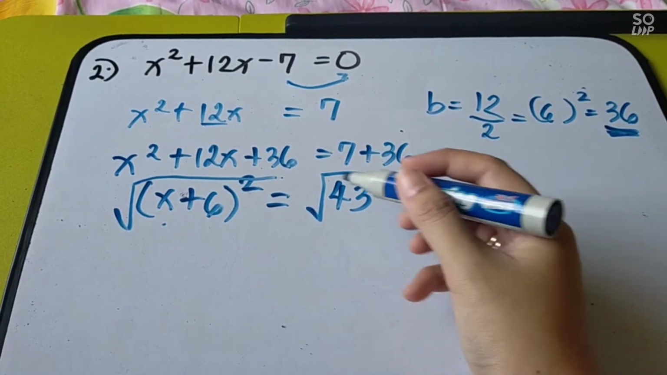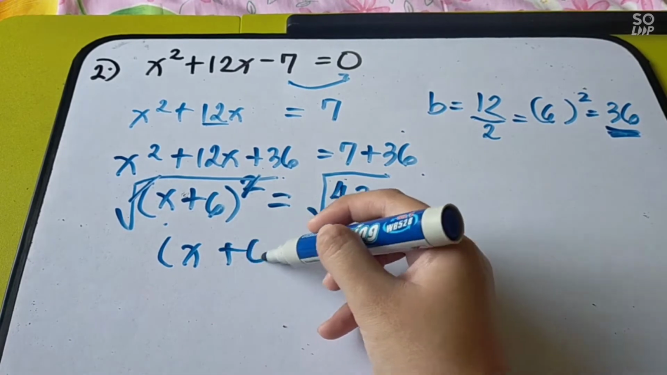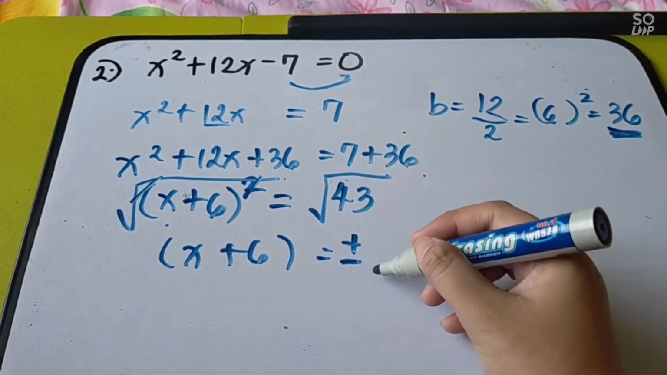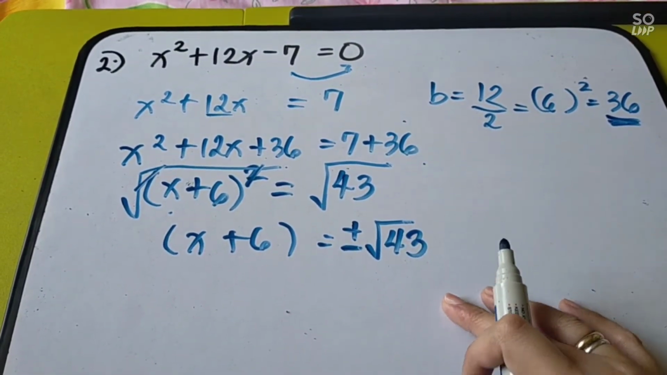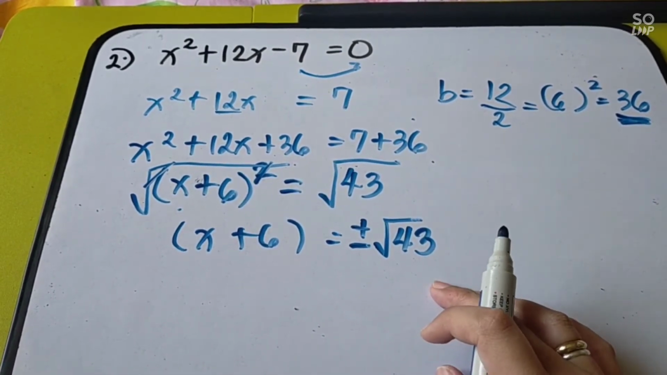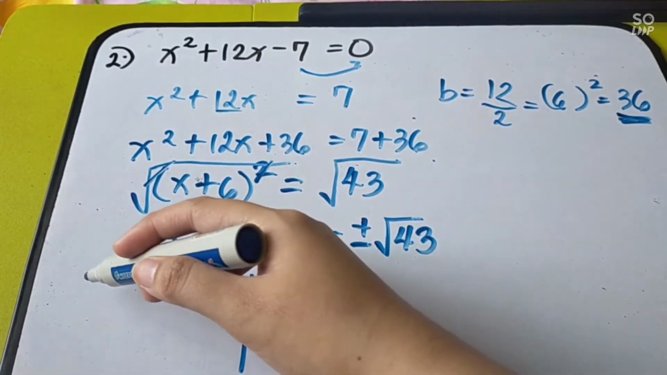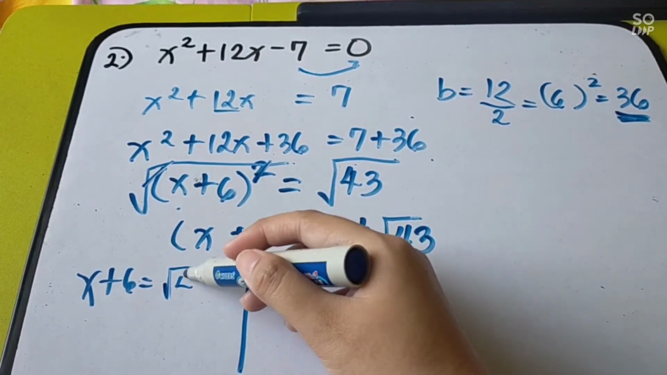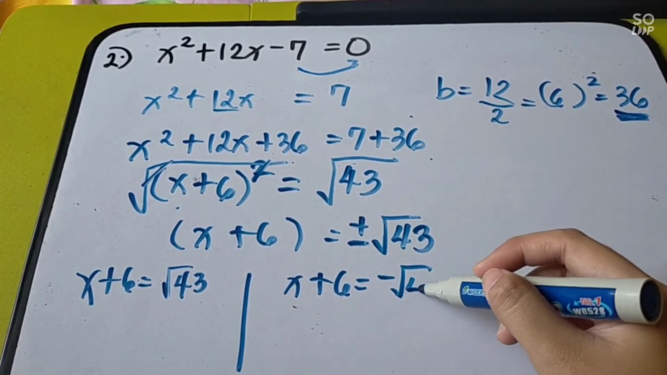Square root. Then, cancelled out. Matitira na lang dito ay si x plus 6 is equal to, since nag-square root ka, isang positive, isang negative, square root of 43. Square root of 43 na lang. Bakit square root of 43? Kasi hindi na siya perfect square at wala na ring factor si 43. Kaya, kung isa-separate natin, ang magiging sagot natin ay x plus 6 equals square root of 43. Yung isa naman ay x plus 6 equals negative square root of 43.